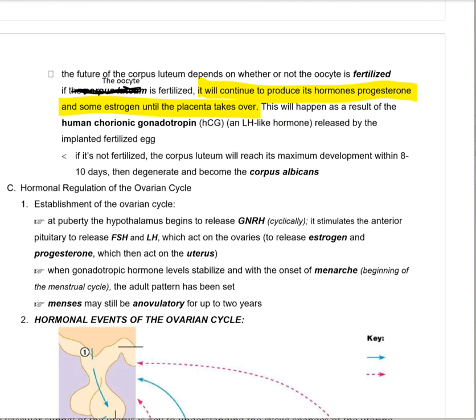If it's not fertilized, and again, the "not" is the oocyte, so if no fertilization occurs, the corpus luteum will really reach its maximum development in about 7 to 10 days. I know it says 8 there, but about a week to 10 days. And then it degenerates and becomes the corpus albicans. The corpus albicans will slowly involute and break itself down, and there'll just be a tiny line at the very end where it was before, almost like a little scar, a little fibrous tissue that remains.